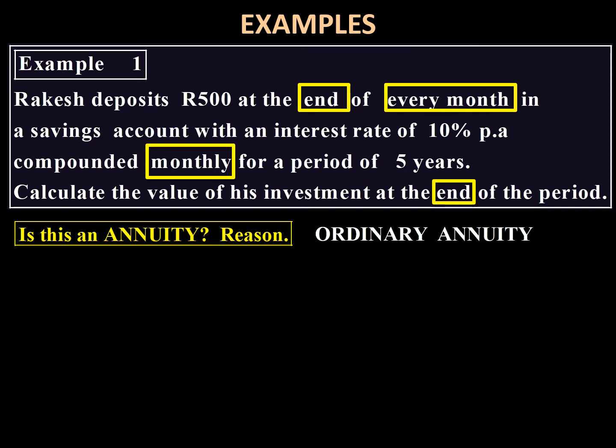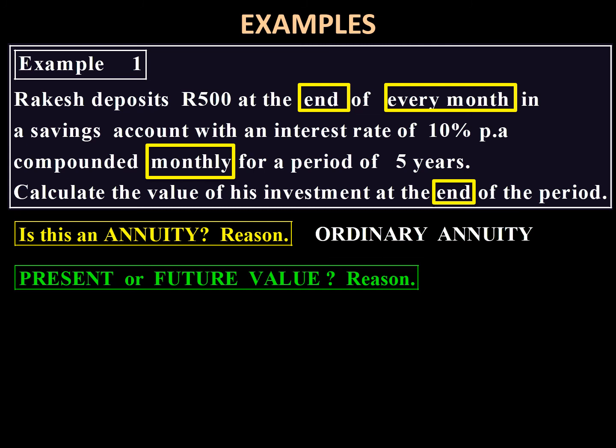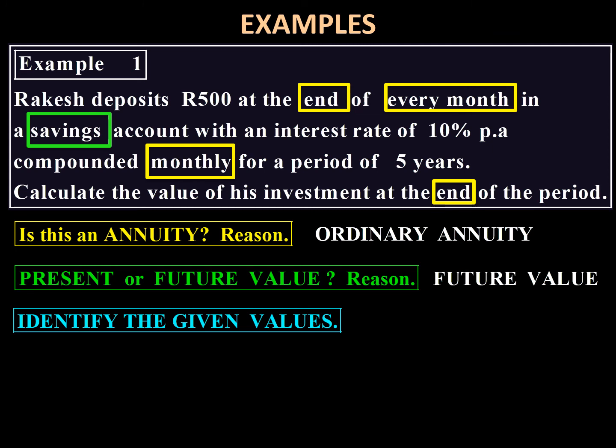And there we see every month, and the compound period is also monthly. Now, is this a present or a future value? What tells us whether it's a present or a future? That's correct, it's a saving. You save for the future. So this is a future value. In other words, we'll need the future value.